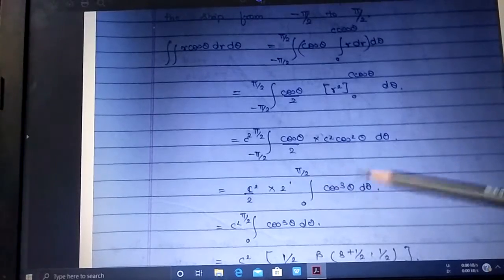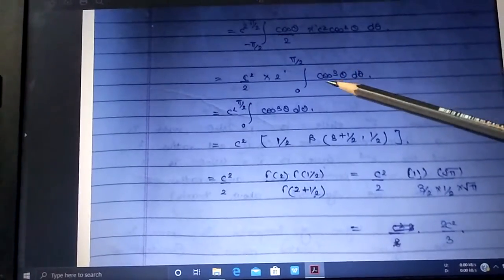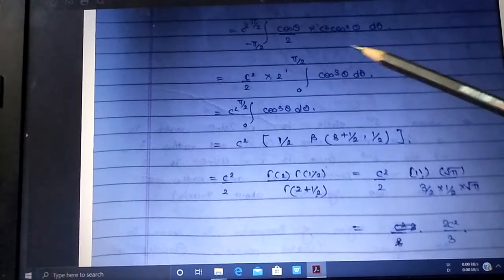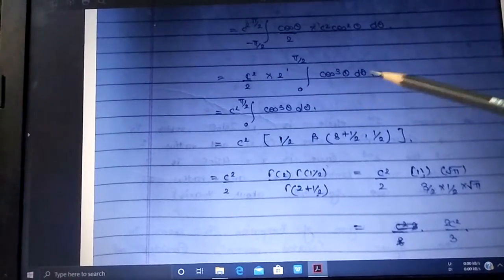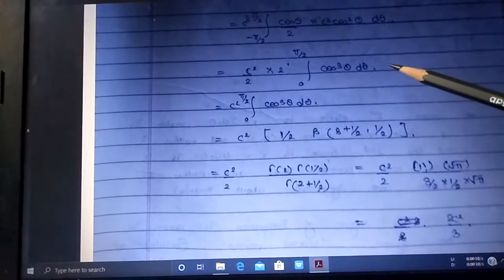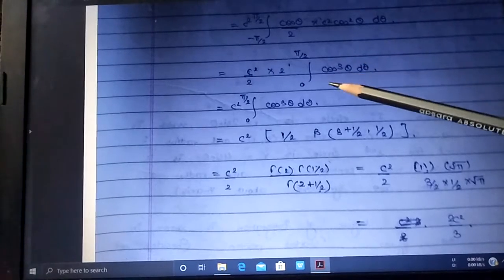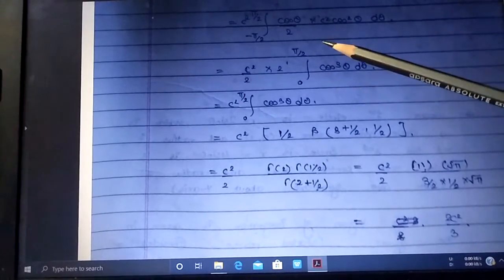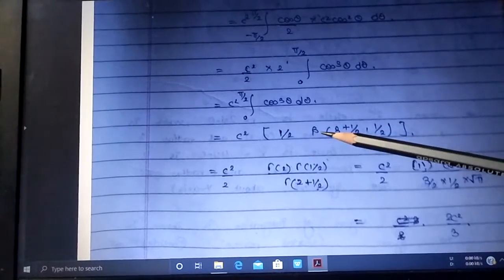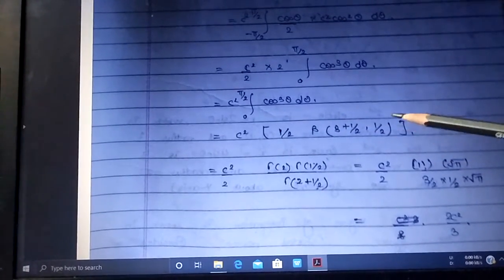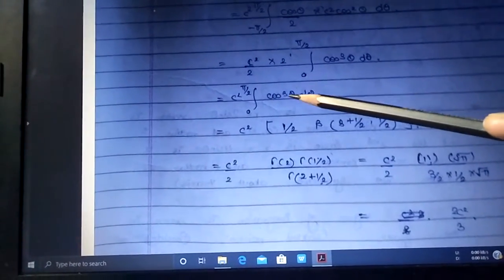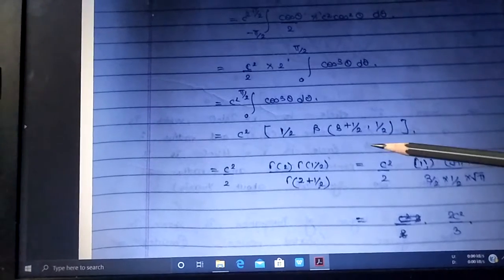So the complete integration is now converted into theta, that is cos cube theta d theta. Now we can evaluate this by using trigonometric functions or by using application of beta function. I am using the application of beta function: integration 0 to pi by 2 of cos to the power p theta d theta will be 1 by 2 beta of (p plus 1 by 2, q plus 1 by 2). Here the power of cos is 3, so it will be 3 plus 1 by 2.